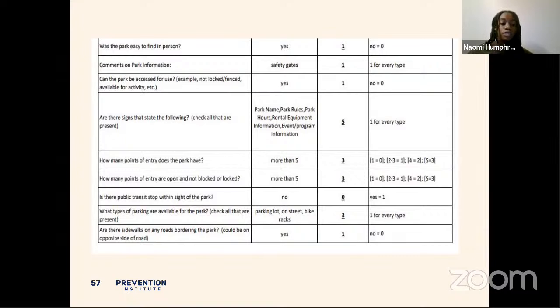And then with all these answers to these questions, we would number them, and eventually these parks would get scores for each of the questions answered.